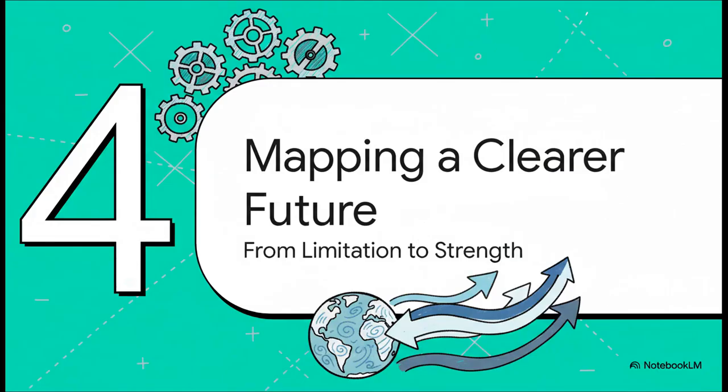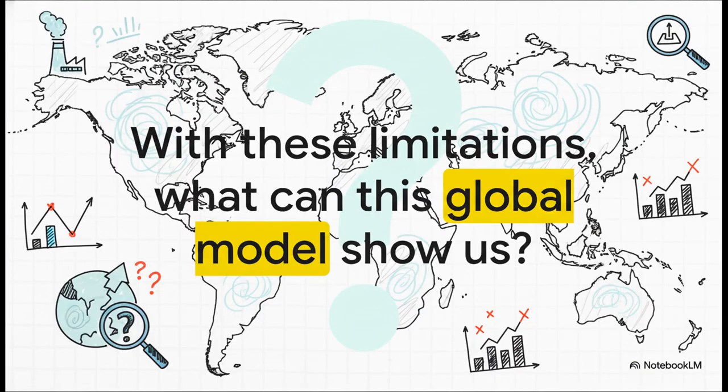Okay, so the model has a pretty big flaw. But, and this is a big but, that doesn't make it useless. In fact, this is where things get really, really interesting. This weakness, this limitation is about to become its biggest strength. Let's head into our final section, mapping a clearer future. So you might be thinking, if the model can't get the numbers right in new places, what good is it? What can it actually show us?